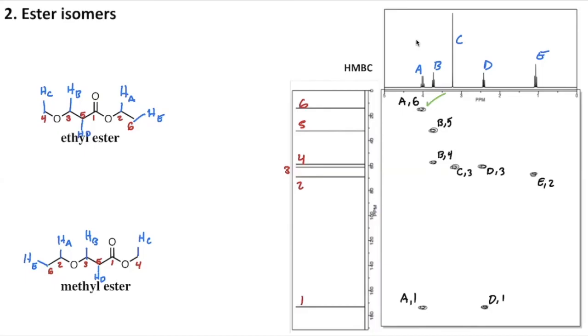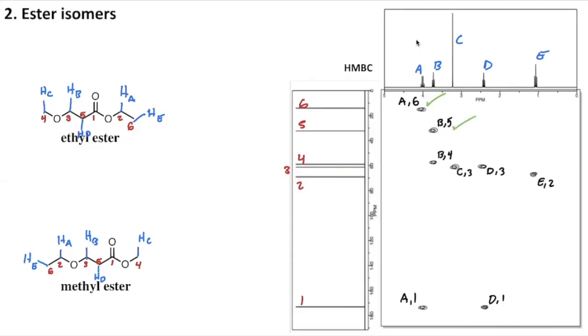Let's move on to B and 5. If we look here on our top structure, coming down from B and then going over to 5, we can see that looks like another 2-bond correlation. And very similarly on the bottom isomer, B to 5 as well. Very, very similar. It's not telling us any different information. It checks out for both of our isomers.